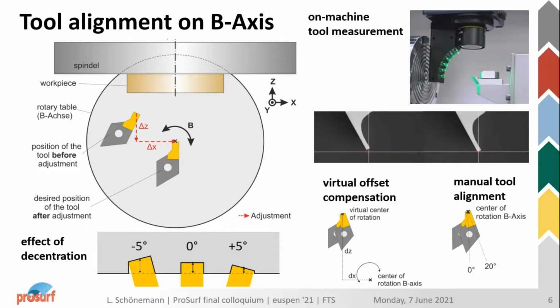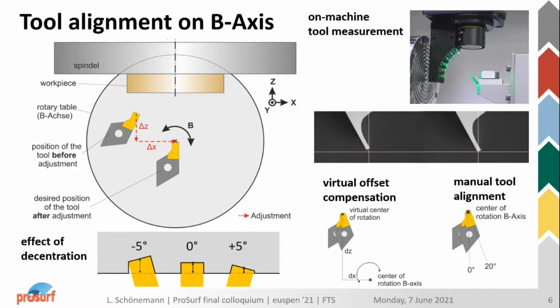Usually in this project, we used a combination of both of these approaches. First, we manually aligned the tools close to the center of the B-axis, and then just compensated the remaining difference using offset compensation techniques and establishing a virtual center. You can see how this setup procedure looks like. Usually the CCD camera is used just looking at the tool and having the center somehow in the image, and then aligning it manually, and then doing some test cut in order to determine the correct position within the turning setup.